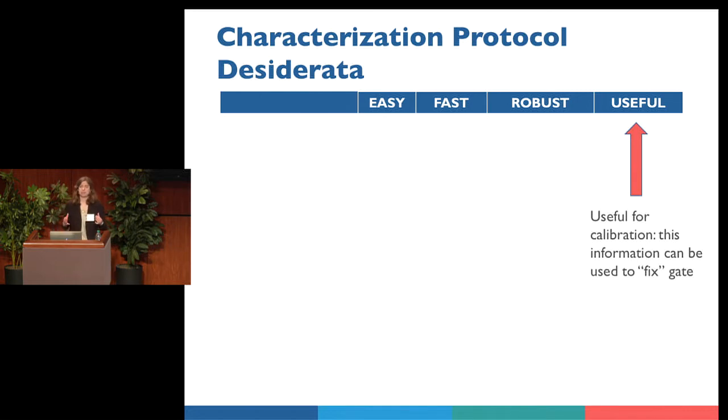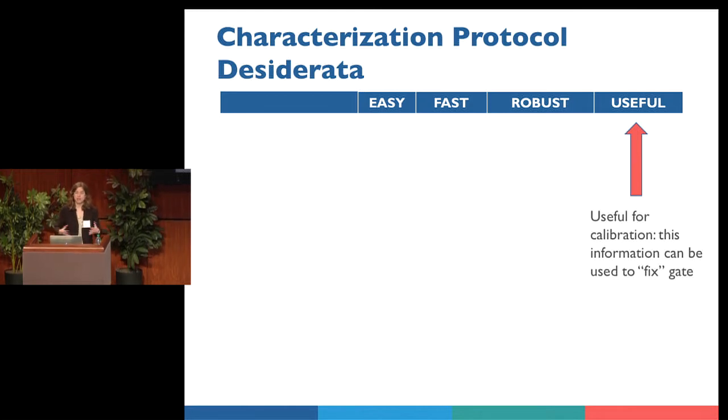And finally, it should be useful for this calibration process. For me, calibration means figuring out what's gone wrong with your control error and then fixing it. If you're characterizing something that doesn't actually tell you about your control error, then it's not actually useful to fix that error. Maybe you learn something about whether you have an error or not, but I'm not interested in whether an error has occurred or not. I'm interested in actually fixing the error. So that information that I get out should be useful to try and fix the error.